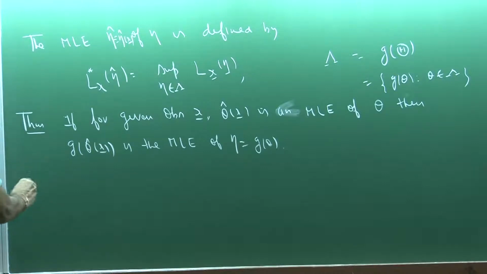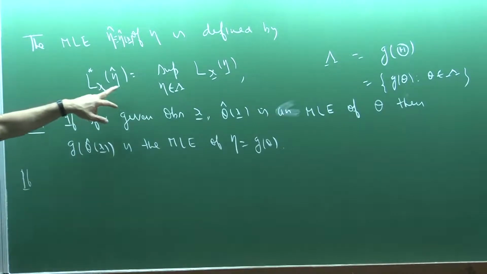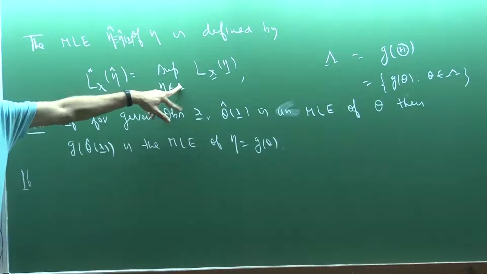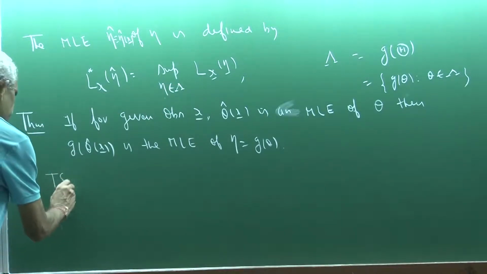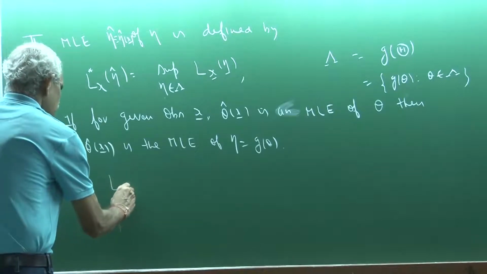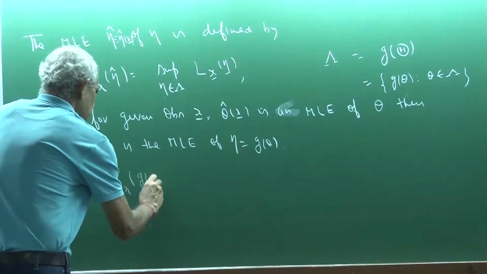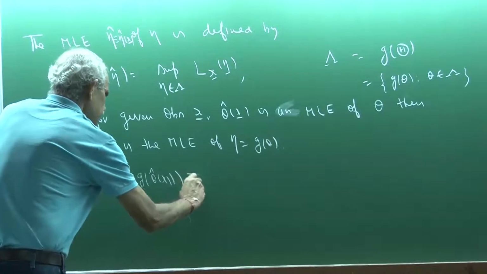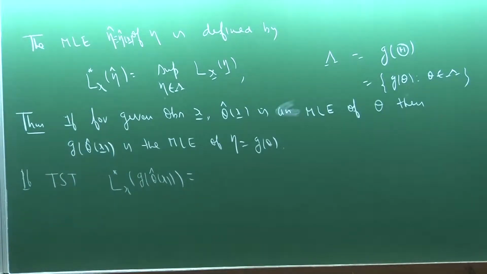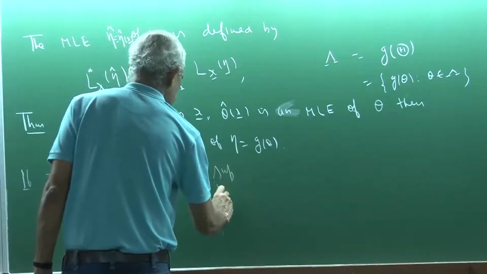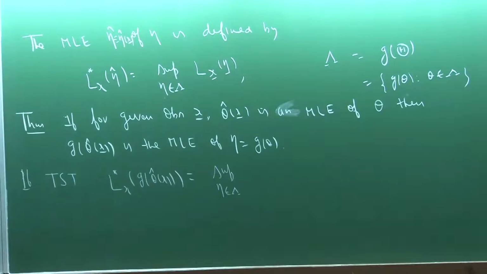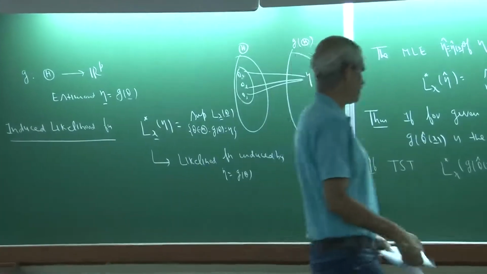But let us try to see what you have to show. You have to show that G of theta hat of x maximizes this quantity. So what you have to show is that Lx star at eta hat of x, which is G of theta hat of x, maximizes that. That is the same as the supremum over eta belonging to Lambda of Lx star eta, where Lx star eta is given by this supremum.